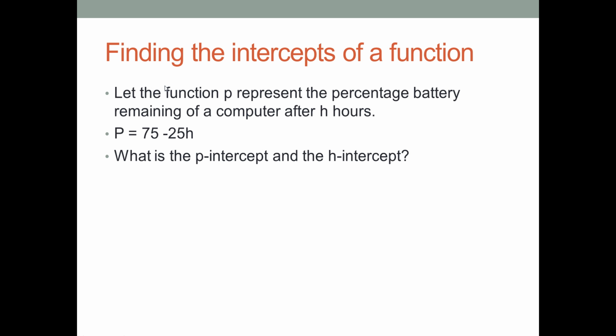So let the function p represent the percentage battery remaining of a computer after h hours. What is the p-intercept and what is the h-intercept? So the p-intercept is what the p-value is when h is equal to 0. So when we plug in 0 for h, we'll get that the p-intercept is equal to 75. And the h-intercept is what the value of h is when p is equal to 0. So when p is equal to 0, h is equal to 3. All we have to do is plug in the other value as 0 into the equation, and we'll get the intercepts.